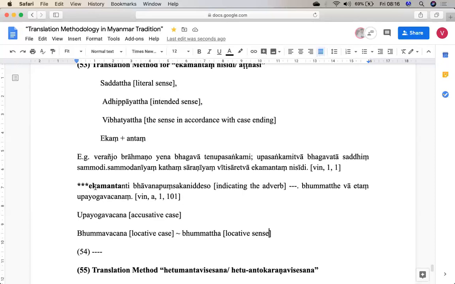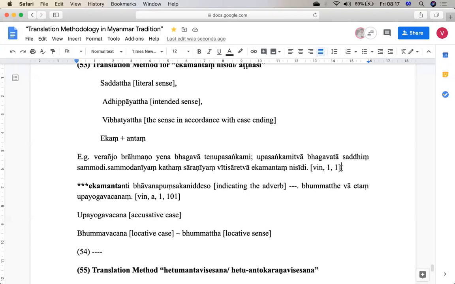So here the word ekaṃsaṃ is explained by the commentator in two ways. The first one is bhāvanapuṃsakanidesoti, indicating the adverb, so that means it is a kind of adverb. And the next one is bhummatthe vā etaṃ upayogavacanaṃ. So the word ekaṃsaṃ has the accusative case, but in the sense of locative. Okay, that is the commentary explanation.